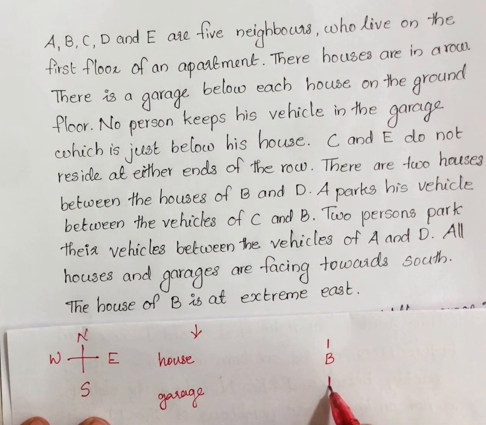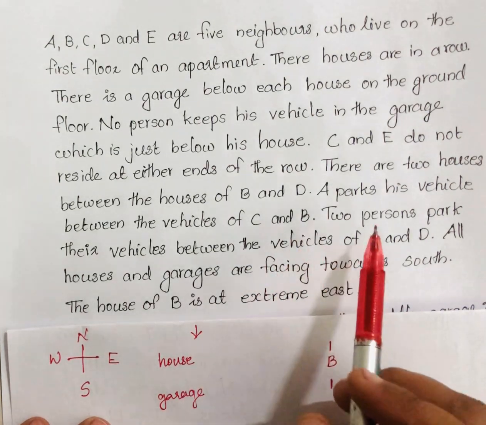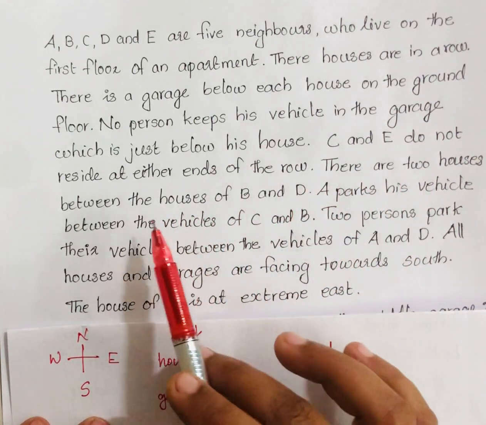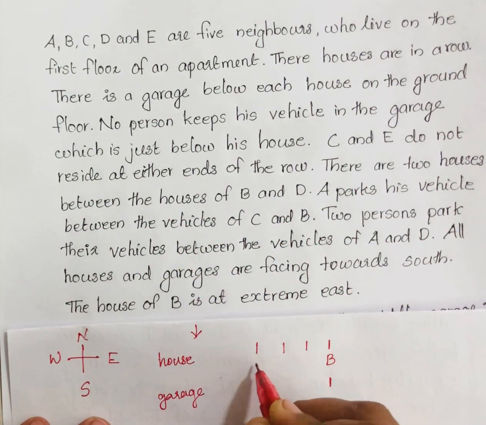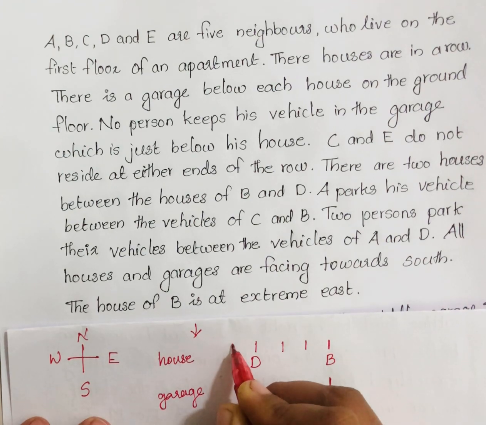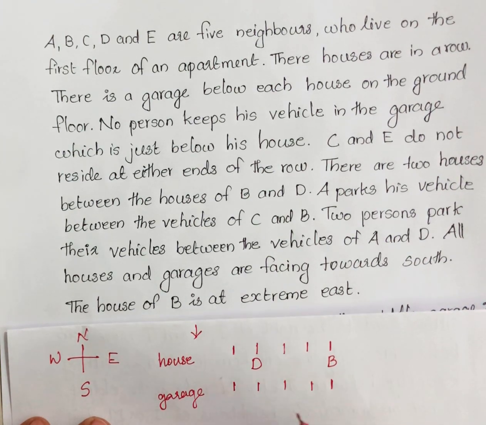And below that one person's garage is there, we don't know that person. Then the condition related to B's house is given, there are two houses between B and D. So 1, 2. After that D's house. So remaining house is here. So garage is below those houses.